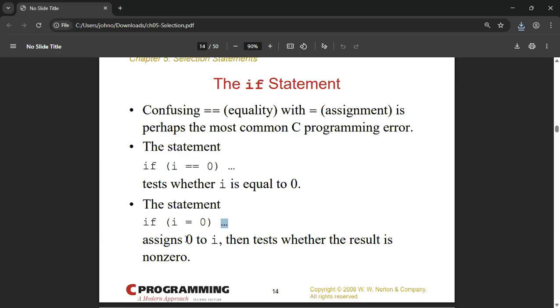So it assigns 0 to I and then tests whether the result is non-zero. Now, since the result is 0, this expression would mean false. All right.